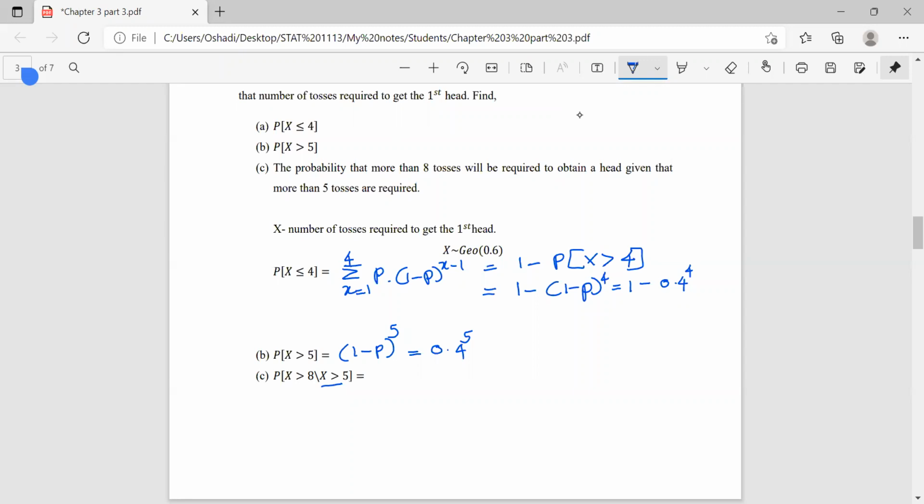Here, 8 is 5 plus 3, so k is 3. So we can write this as the probability x greater than 3.